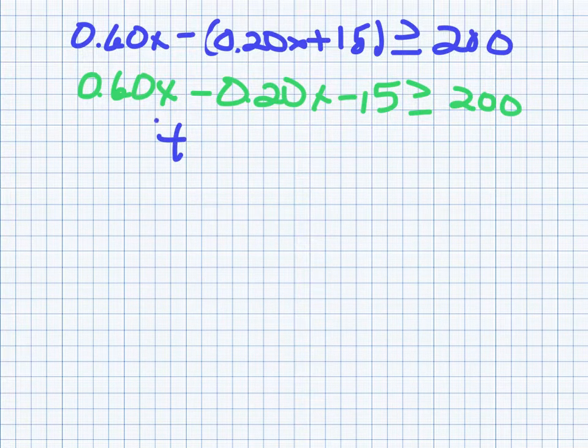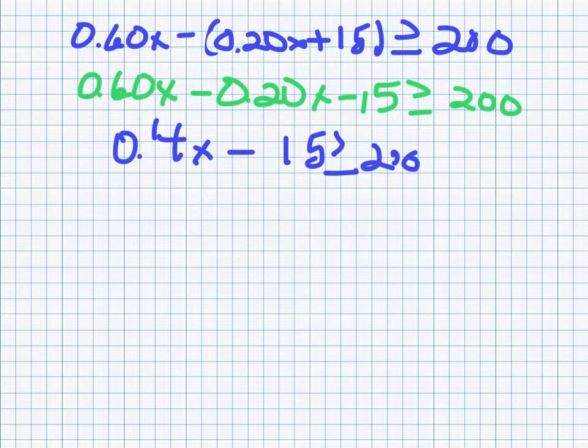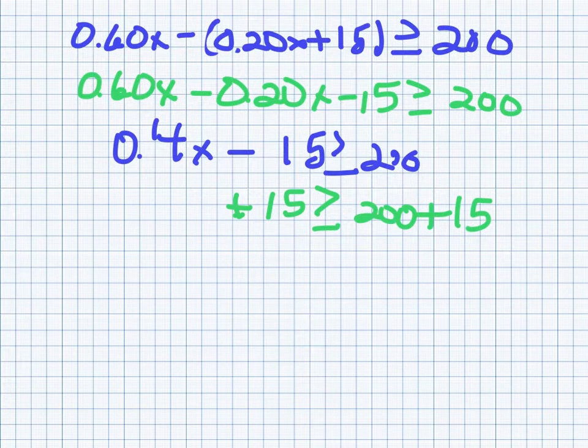So we'll have 0.4x, I can leave off the 0 here, minus 15. And now I'm going to add 15 to each side so that I can isolate. And then I'm going to divide each side. Now I have 0.4x is greater than or equal to 215.